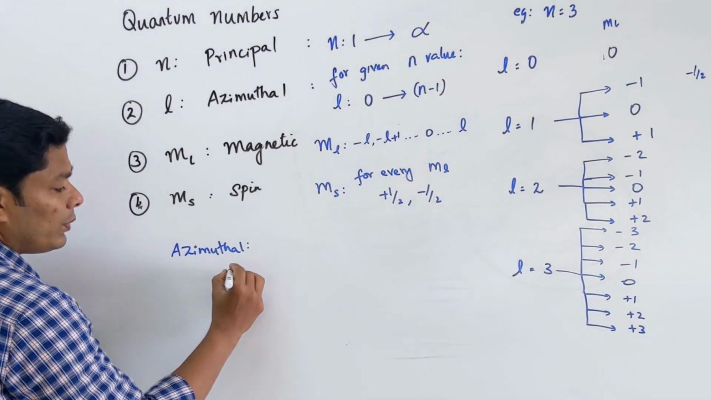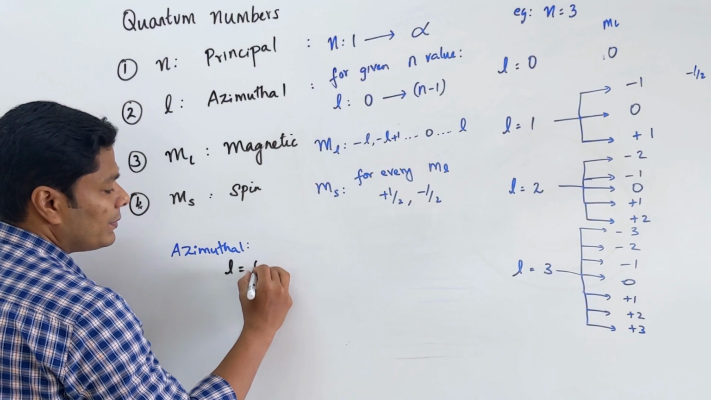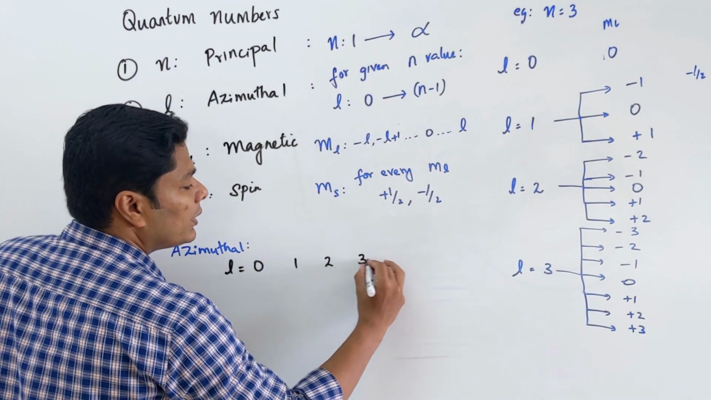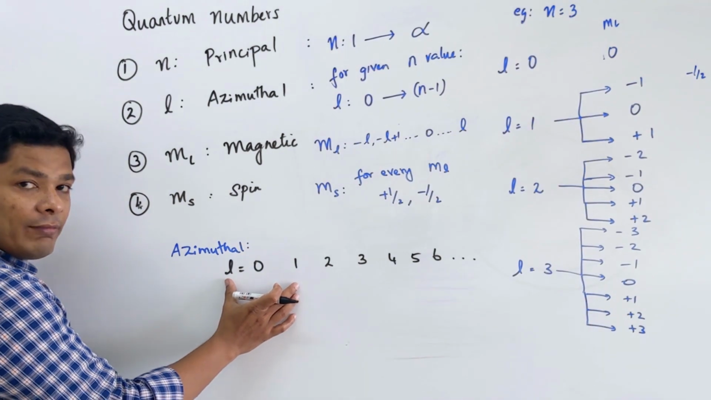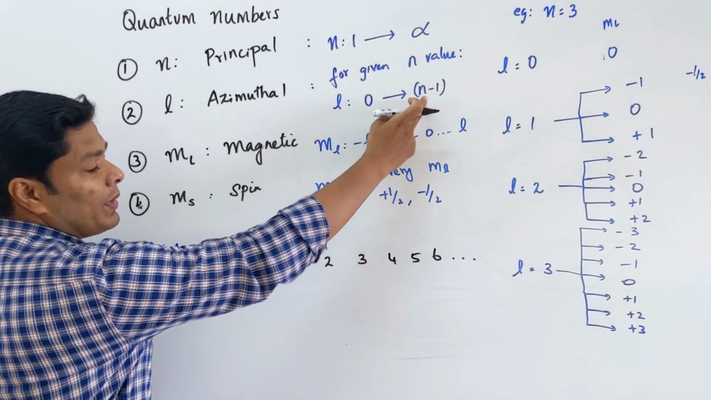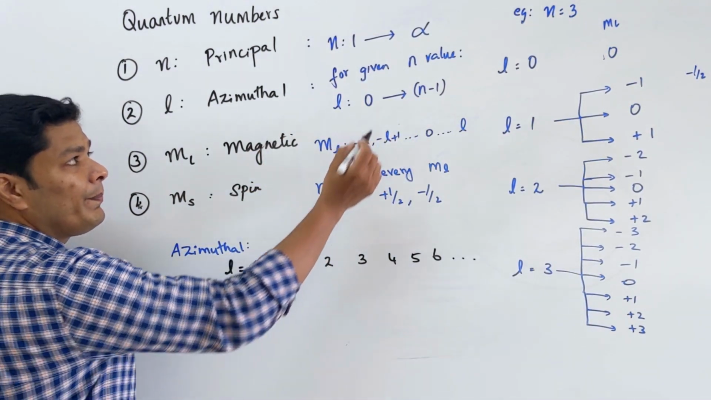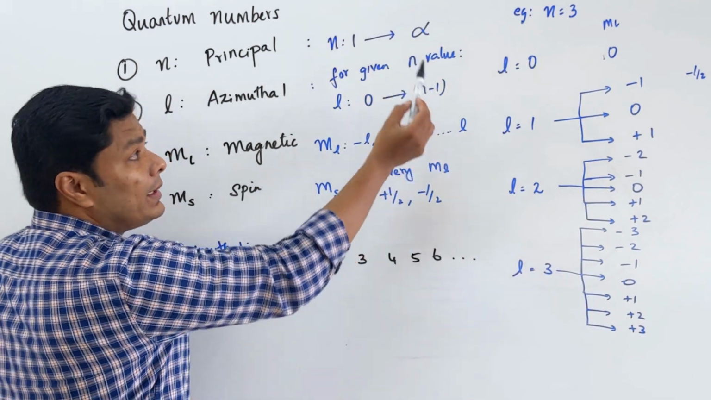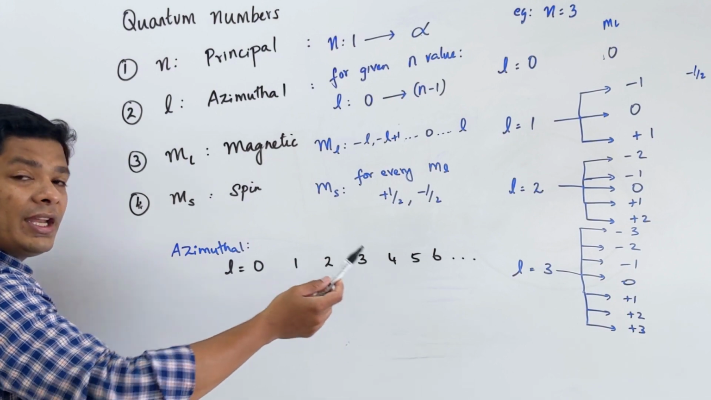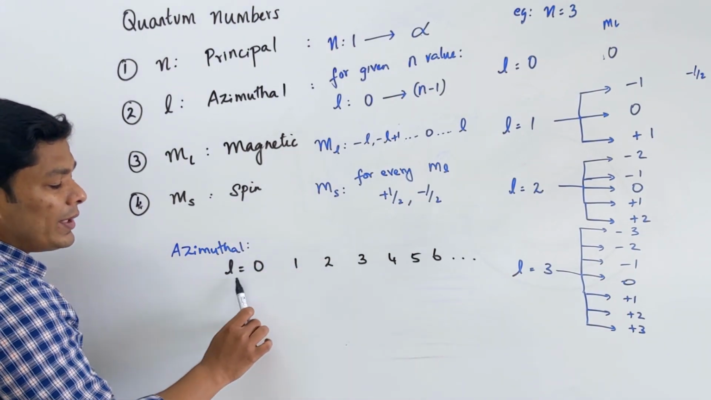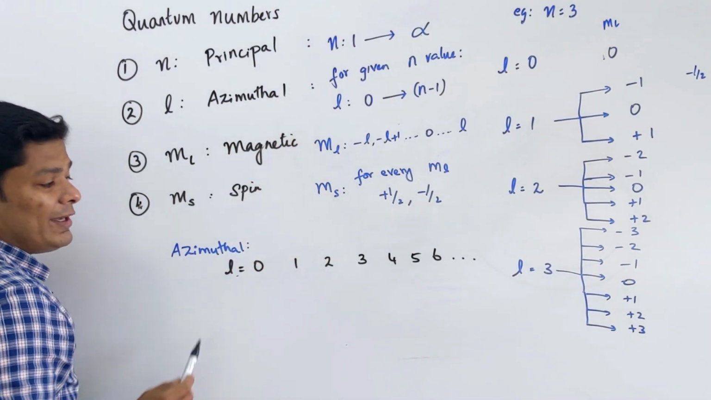We can have the value of L equals 0, 1, 2, 3, 4, 5, 6. How many values can you have? You can have n minus 1 value. So what is the maximum you can have? Theoretically, this is infinity, no? Infinity minus 1. But infinity minus 1 is also called infinity in math. Let's not bring math here. So L value is determined by how many n values are there.